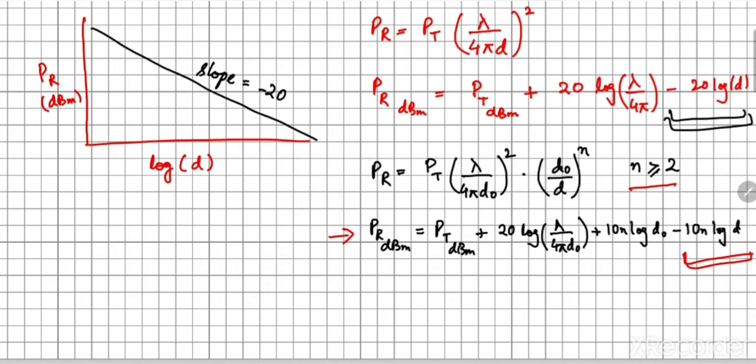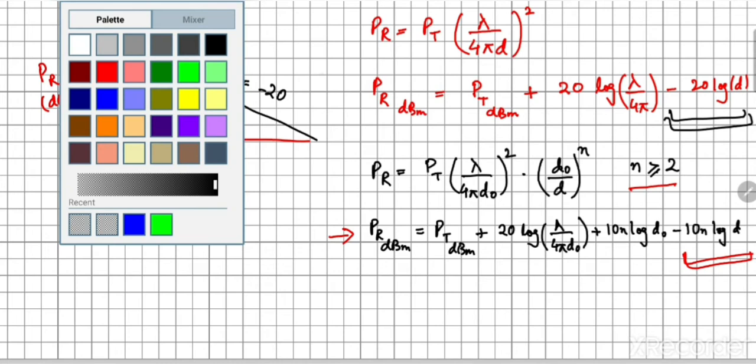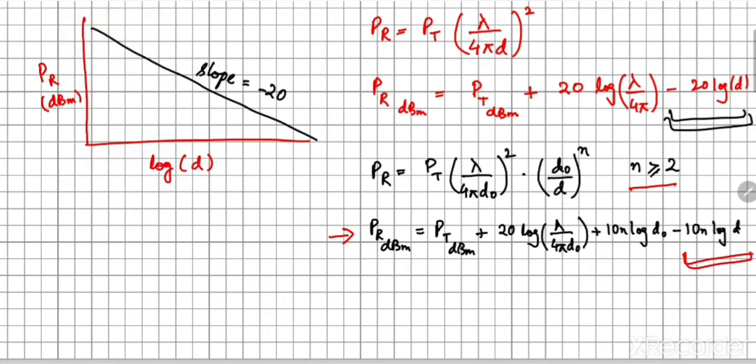So this was the black line that we drew earlier. It represents the slope of minus 20 in our diagram. And now let's try again to draw a line that varies with a slope that is considerably larger than this slope. So that will be something like this. This line has a slope equal to, for instance, minus 30, and it reflects the received power variation with a path loss exponent of 3, n equal to 3.